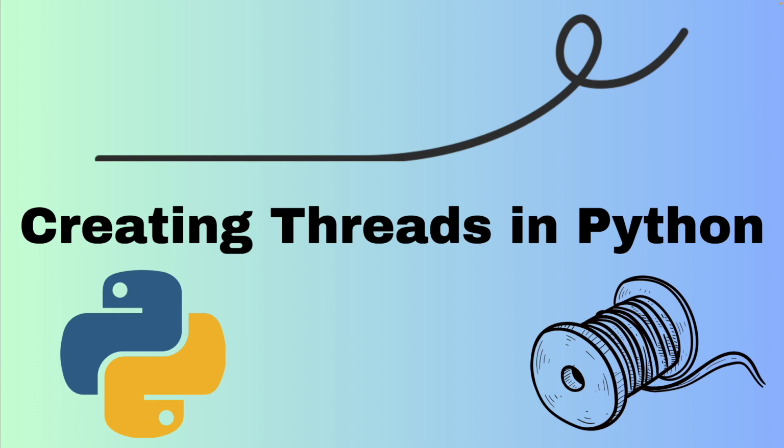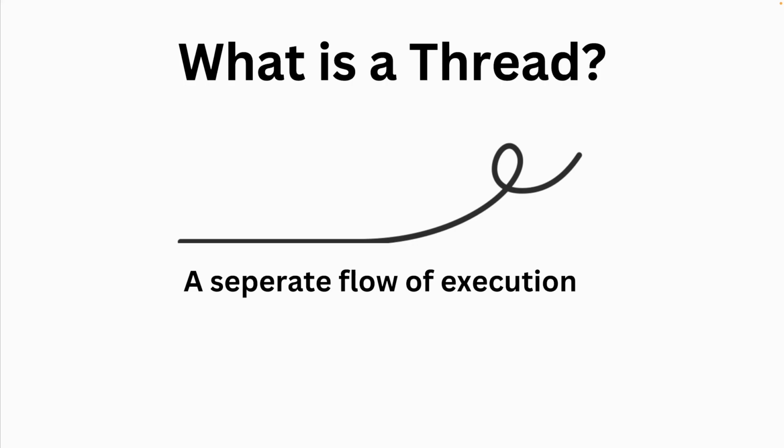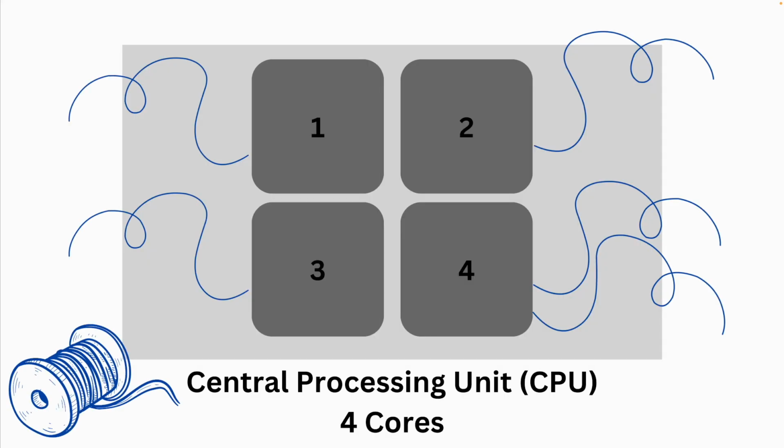So let's go over how to create a thread in Python. So what is a thread? A thread is a separate flow of execution. It is one set of operations that needs to happen. So let's break it down into pieces, right?